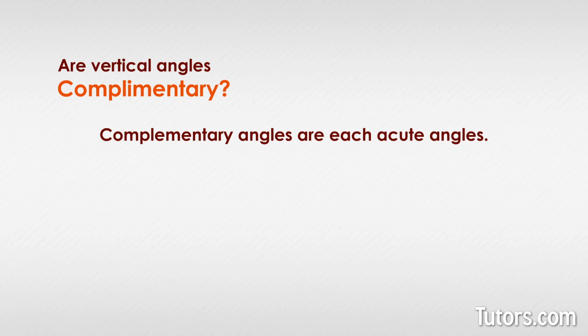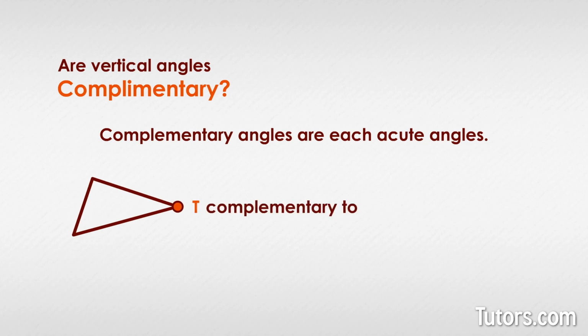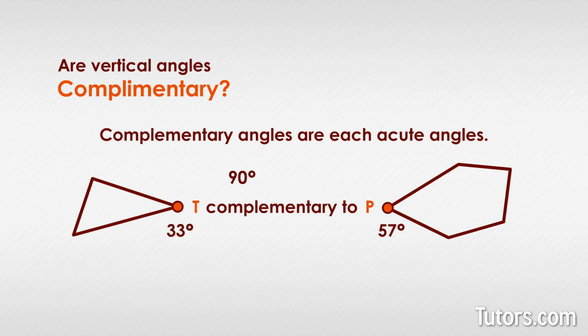In most cases, you can only find the measure of one complementary angle if you know the measure of its complement. If you were told a triangle over here has angle T complementary to angle P in an irregular pentagon over there, you cannot tell anything about the two angles other than they are both acute. If, though, we say angle P in the pentagon measures 57 degrees, then we immediately know angle T in our triangle is 33 degrees because 90 degrees minus 57 degrees equals 33 degrees.